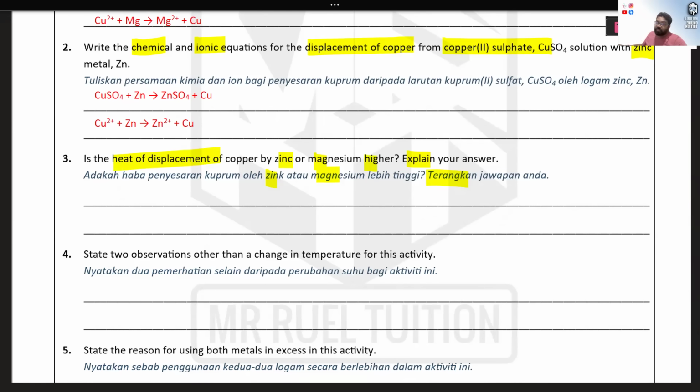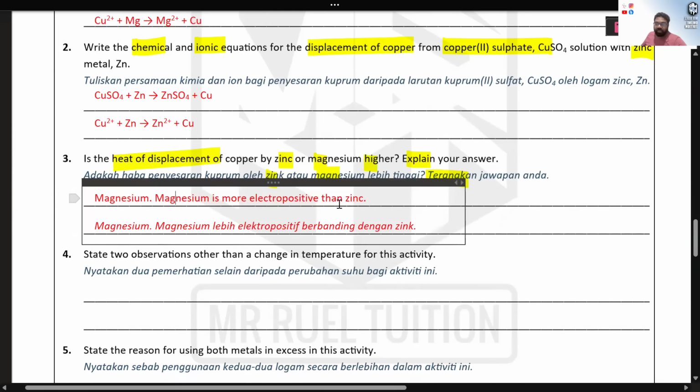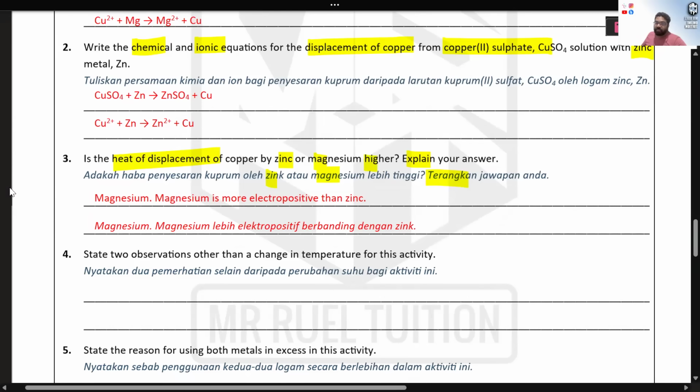Magnesium. Okay, you can refer to your reactivity series of metals. It's not the same thing, technically, but usually the position is the same when we compare electropositivity and reactivity, so you can use that as a reference. So magnesium is higher than zinc in the reactivity series, isn't it? So the answer is magnesium, and the reason is magnesium is more electropositive than zinc. Okay.